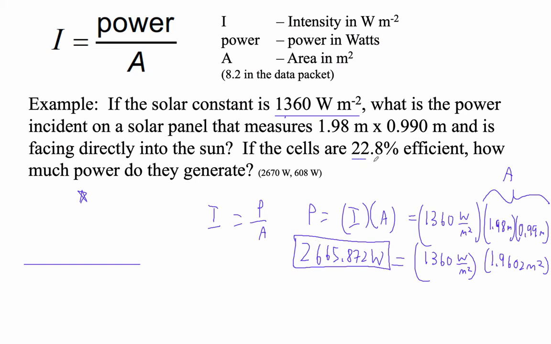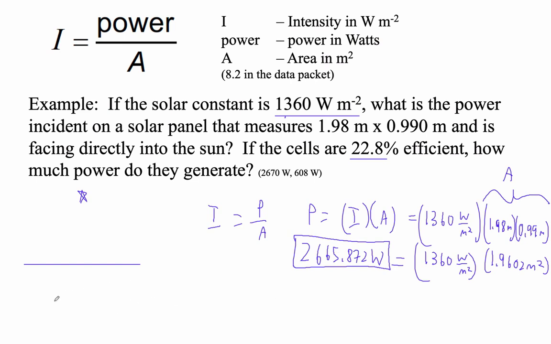Solar cells, this is a typical efficiency. Solar cells are about 20% efficient, right? And by the way, the 22.8% efficiency that's listed by the manufacturer of these solar cells is when the solar cells are cool. If the solar cells heat up, and they do heat up because they're on the roof of your house, they get less and less efficient. So PV is not the most efficient, right? But anyway, if they're 22.8% efficient, how much power do they generate?